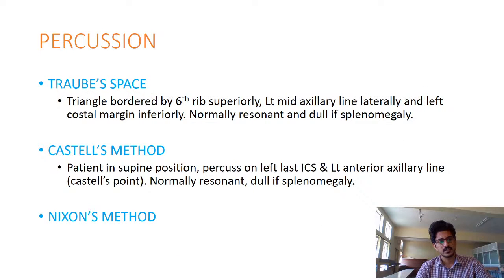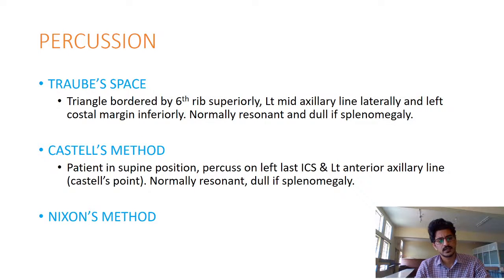And coming back to percussion, you can know the spleen enlargement by these three methods: Traube's space, Castell's method and Nixon's method. In case of Traube's space, next slide I am going to show the pictures. Nothing to worry. Traube's space is a triangle bordered by the sixth rib superiorly, the left middle axillary line laterally, and the left costal margin inferiorly. Normally it is resonant and dull if splenomegaly. So this Traube's space is normally resonant, but if there is spleen enlargement, you feel it as dull during percussion.